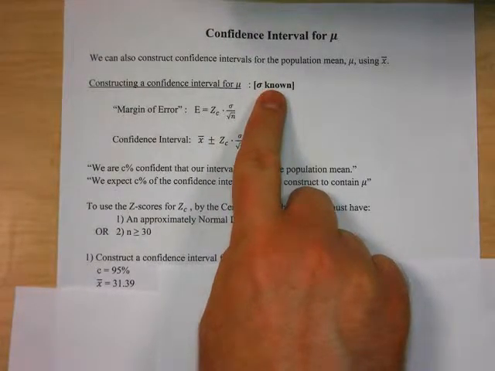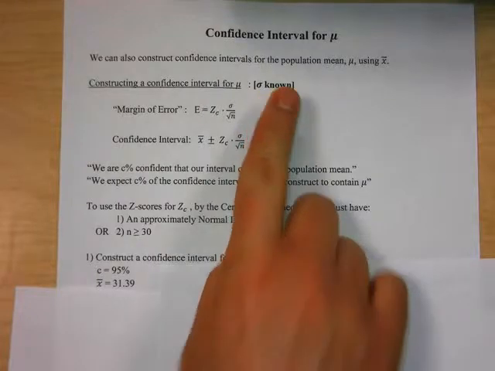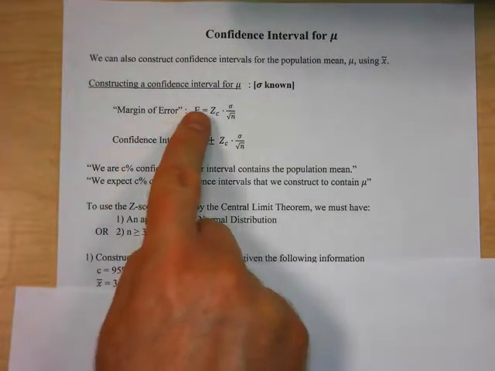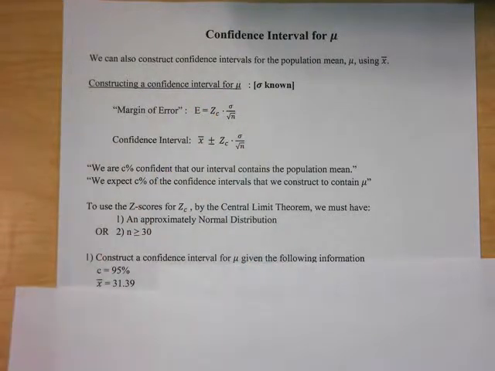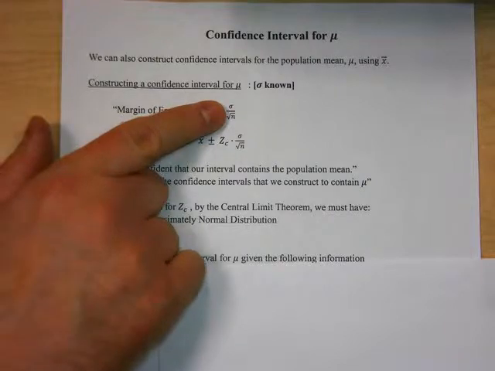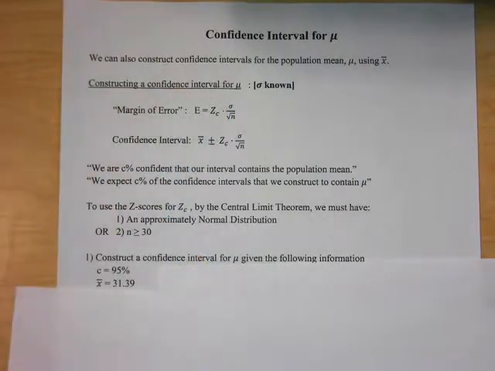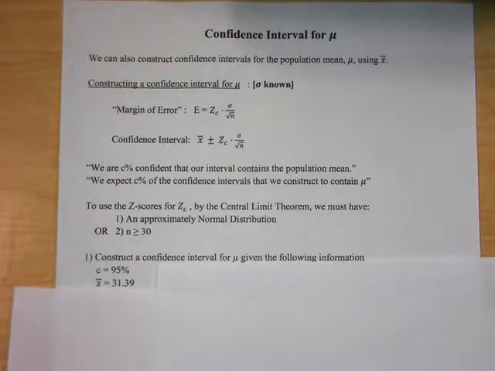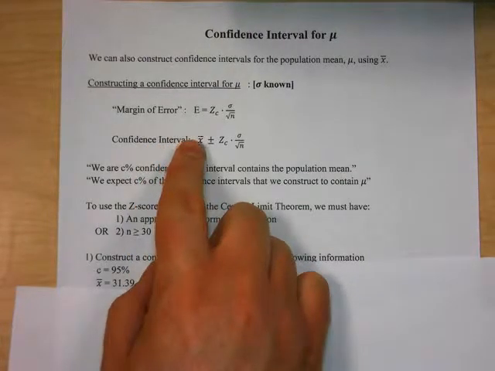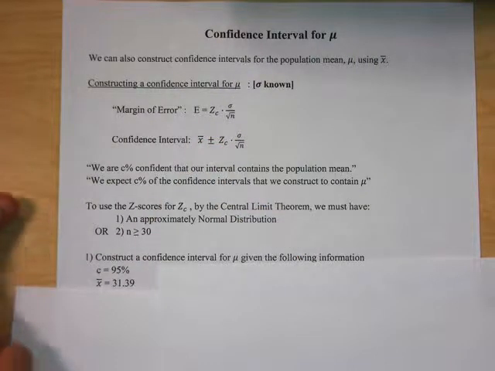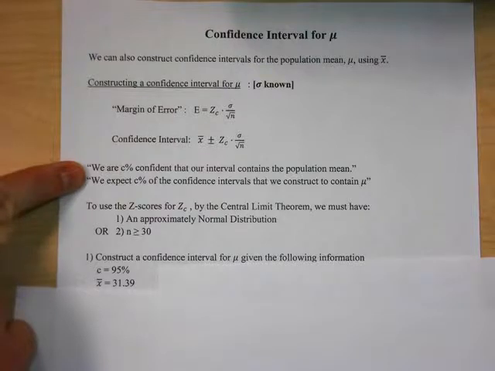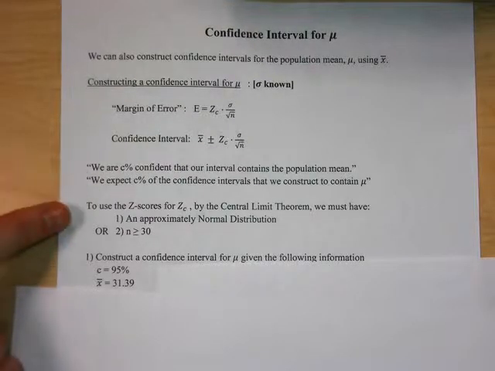If we know the population standard deviation, our margin of error is z sub c times sigma over square root of n. Thinking, well, gee, I've seen that before, the sigma over square root of n. That is the standard deviation of the sampling distribution of sample means. That's sigma of x bar. So our confidence interval is x bar plus or minus z sub c times sigma over square root of n. So we can interpret it in these two ways, which I'm not going to read to you.